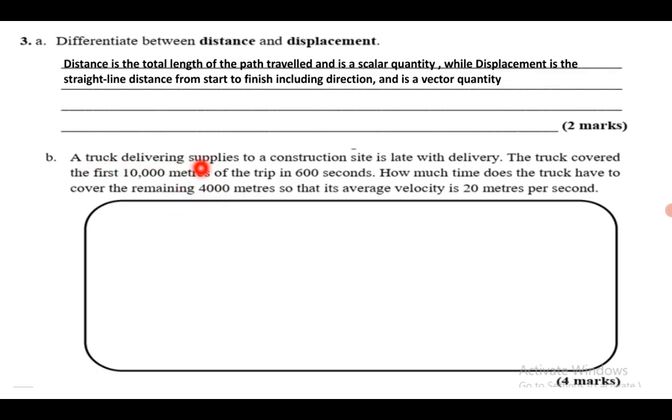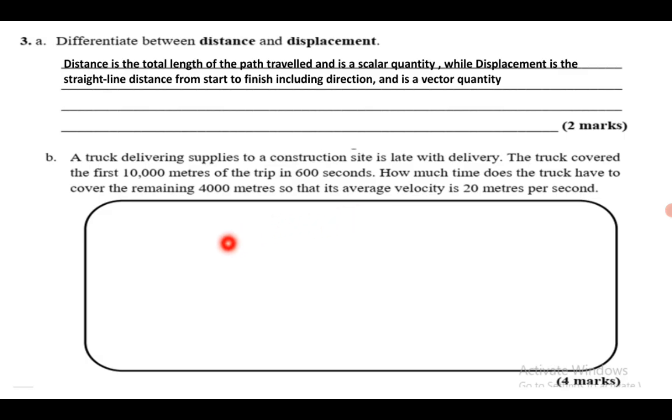A truck delivering supplies to a construction site is late with delivery. The truck covered the first 10,000 meters of the trip in 600 seconds. How much time does the truck have to cover the remaining 4,000 meters? So that is average velocity is 20 meters per second.